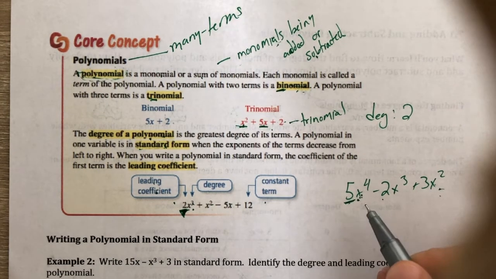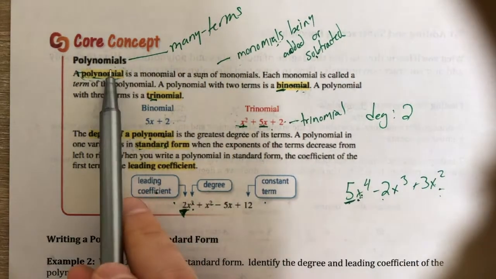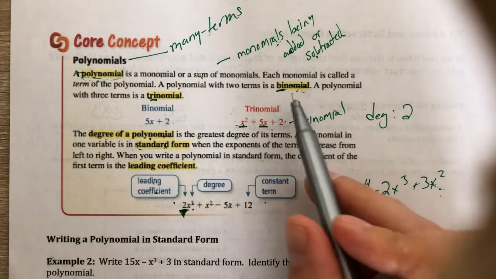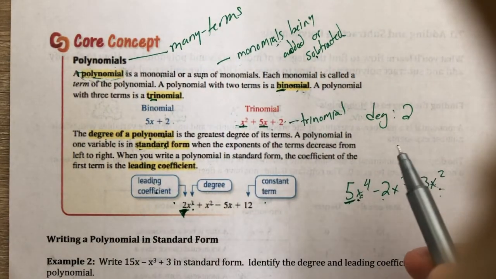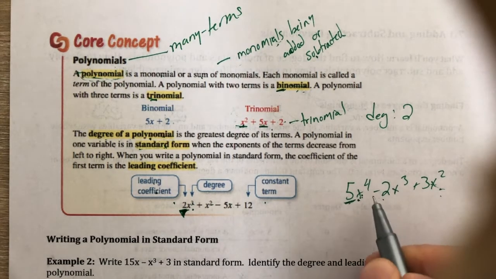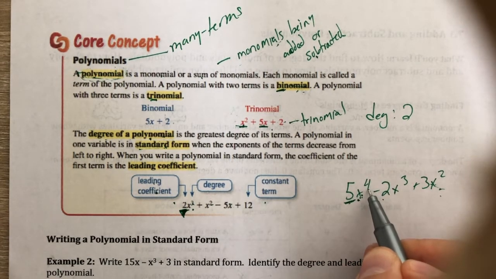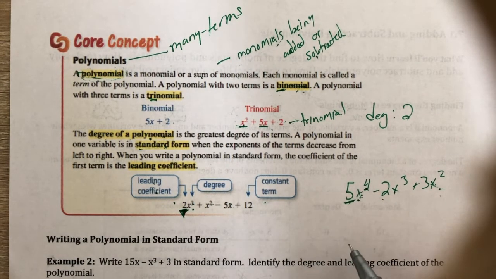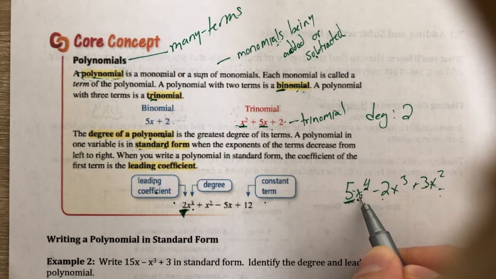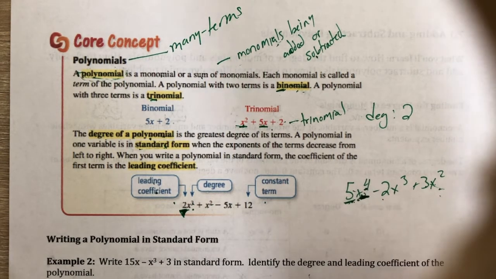So big vocab words for us to get here. Polynomial, many terms. If it has 3 terms, it's a trinomial. If it has 2 terms, it's a binomial. Both are subsets of polynomials. And our degree of a polynomial is the greatest degree of any of the individual terms that make it. The leading coefficient is the numerical value in front of the term that had the highest exponent.